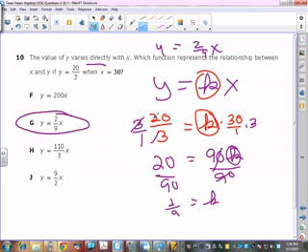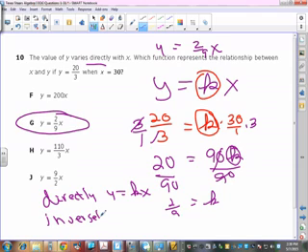That is something that a lot of times people forget when they take the Algebra 1 EOC. Varies directly. It's y equal to kx. Varies inversely. It's y equal to k divided by x.